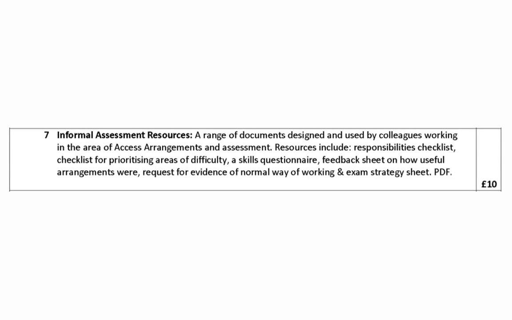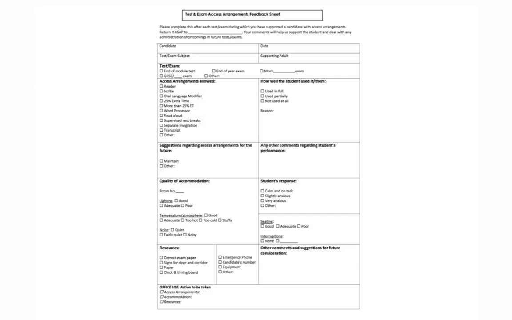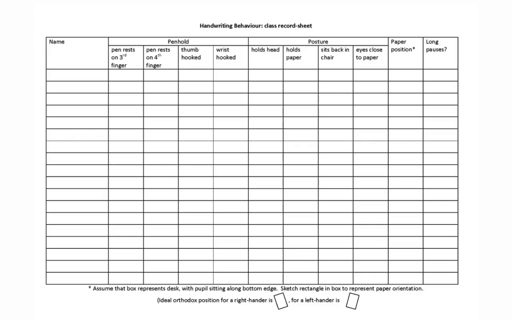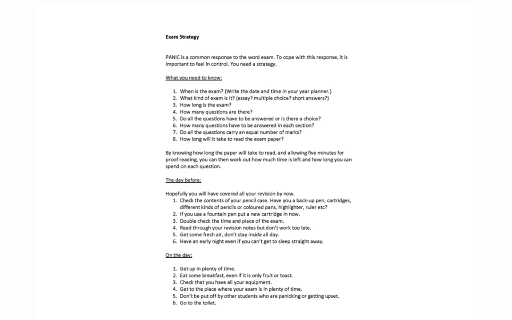Informal assessment resources includes a number of documents designed and used by colleagues working in the area of access arrangements and assessment. These have generously been donated by these colleagues who work across the country, and they've allowed us to use their copyright in order to raise money for our charities. Resources include this feedback form about access arrangements and how they've been used in an exam. There's a document helping staff to decide who's responsible for what in relation to access arrangements, and a document with prompts for assessing handwriting, some guidelines to help your candidates cope with the requirements and the stress of exams.